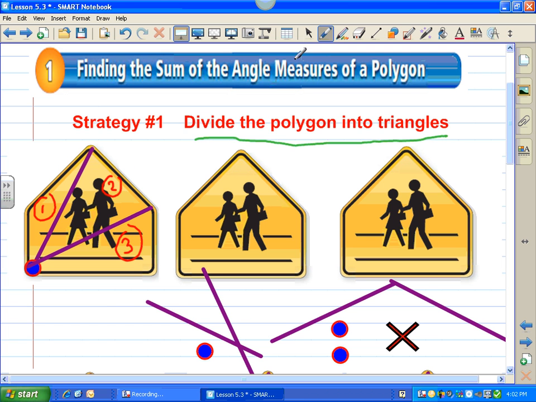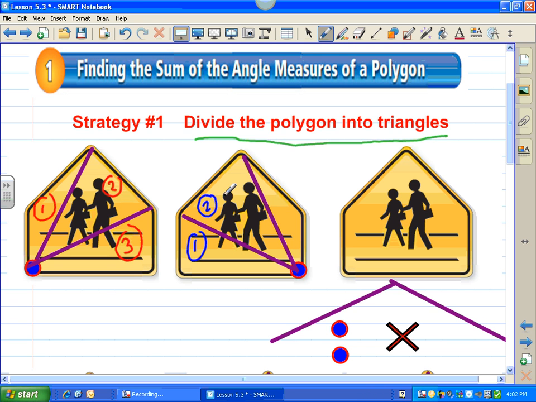If you say, Mr. Phillips, I don't want to start in the bottom left-hand corner or vertex. Okay, so I will start in the bottom right-hand corner or vertex. I will divide the polygon into triangles. You should still be able to see it divides into 3 triangles.